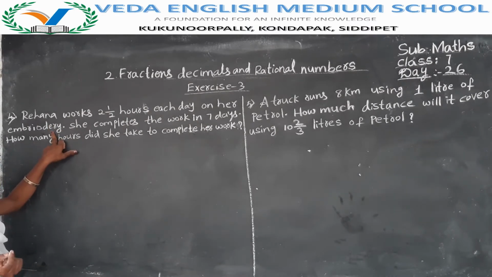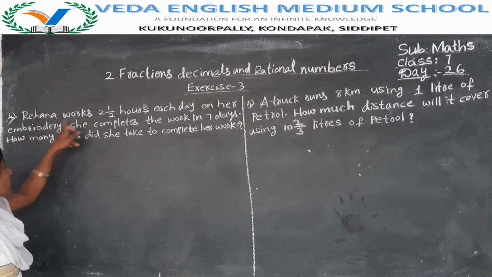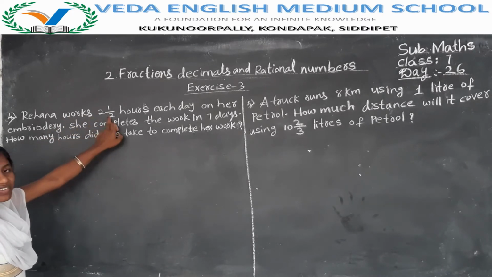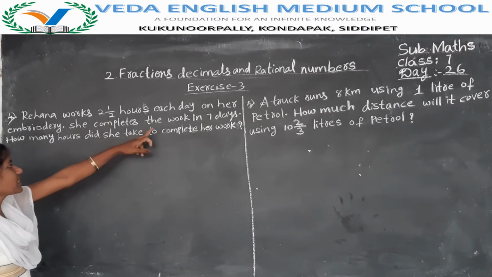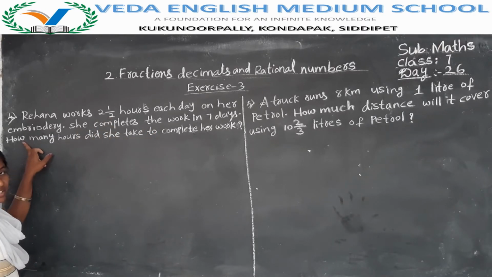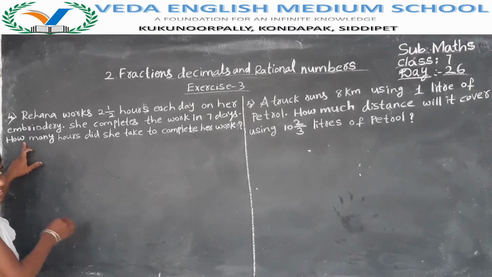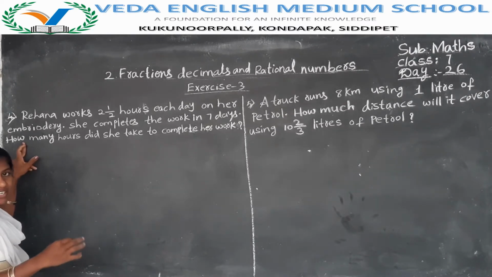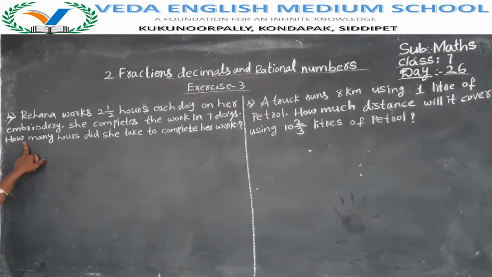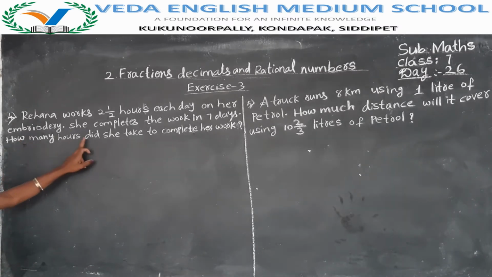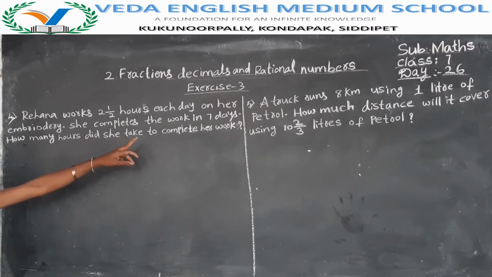Embroidery means stitching work. Daily she works on her embroidery 2.5 hours. She completes the work in 7 days. If she works daily 2.5 hours, she will complete the work in 7 days. How many hours did she take to complete her work? She completes the work in 7 days.